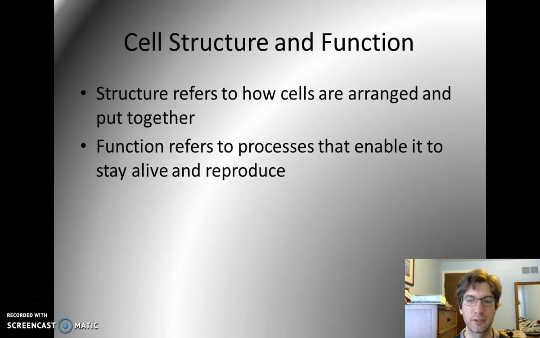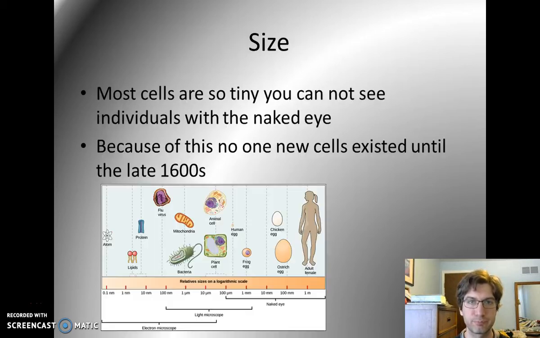Cell structure and function. Again, structure refers to how they are arranged. So you have multicellular, single cellular. It's also going to go into whatever physical properties your organism tends to have. For example, the bark of a tree is hard and rough. That's going to be contributed by the cells there, producing a cell wall that is both hard and rough. Function refers to the processes that enable these cells to stay alive and reproduce.